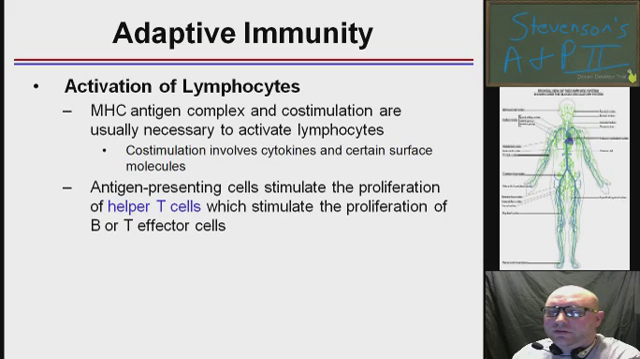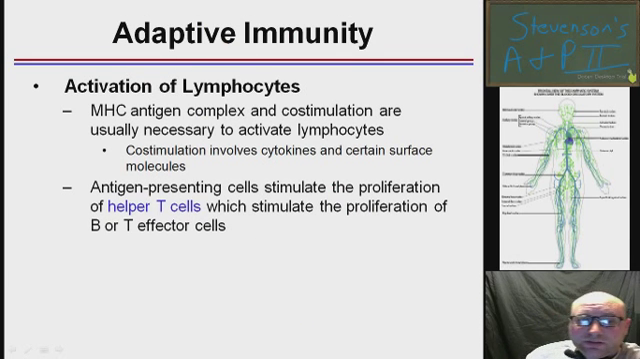Alright, let's go ahead and get started with part 2, talking about adaptive immunity. We're talking about the major histocompatibility complex, the MHC antigen complex, and co-stimulation, which are usually necessary in order to activate the lymphocytes. Co-stimulation means that both of them are working together, and it involves both the cytokines and certain surface molecules. Then there are some antigen-presenting cells that stimulate proliferation of helper Ts, and the helper Ts then stimulate the proliferation of the B or T effector cells.